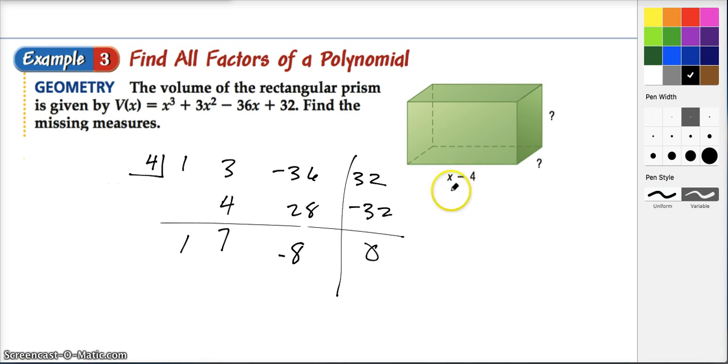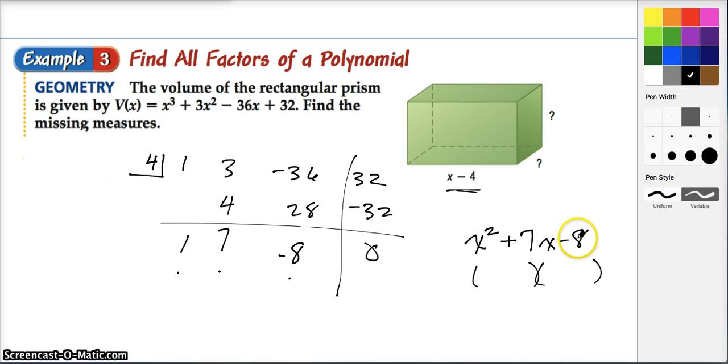Not surprising because they told us that this was one of the factors by the way they set up the problem. So next we have to recognize what is happening here. This is a constant. This is an x term and this is an x squared term. So 1x squared plus 7x minus 8. Can we factor this? Yes, we can. We know that two numbers that multiply to give me a negative 8 but add up to give me a positive 7 would be 8 and negative 1. And so I put my x's there and I'm done. I factored it. So those are the measures of the sides, all right?